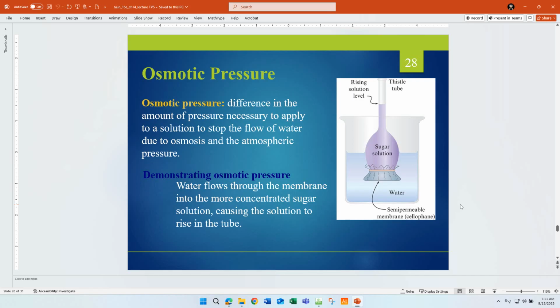Osmotic pressure is basically the difference in pressure necessary to stop the flow of water with osmosis and atmospheric pressure. So you've got the sugar solution, it's dipped into a beaker. You've got this semi-permeable membrane here around the bottom of the sugar solution. And then you've got the atmospheric pressure on the outside of the beaker pushing down on the water. So the water will flow through the membrane into the more concentrated sugar solution, causing the solution to rise into the tube.